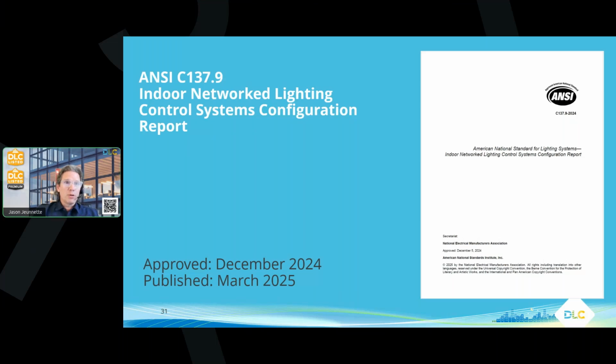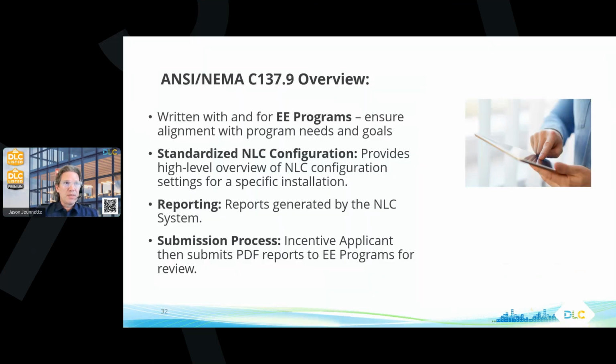So to alleviate this situation, the ANSI C137.9 committee got together and worked on a standard for indoor network lighting control systems configuration reports. This report was designed with and for energy efficiency programs to make sure that we can meet their program needs and goals. It provides a standardized NLC configuration report. So this is a high-level overview of how an NLC system has been configured for a specific installation.